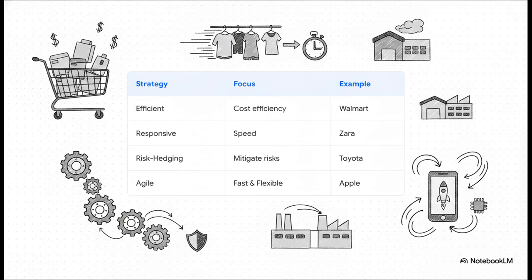If you've got predictable demand and a stable supply, you go with an efficient strategy, like Walmart, bulk purchasing to squeeze out every single penny of cost. Unpredictable demand but stable supply, that's a responsive chain, like Zara, doing small batches so they can jump on fast-moving trends. Stable demand but risky supply, you need a risk hedging model, like Toyota, where you multi-source to completely avoid disruptions. And if everything is pure chaos, high variability in demand and huge supply risks, you need an agile hybrid approach. Think of Apple juggling massive iPhone hype alongside unpredictable global chip shortages.